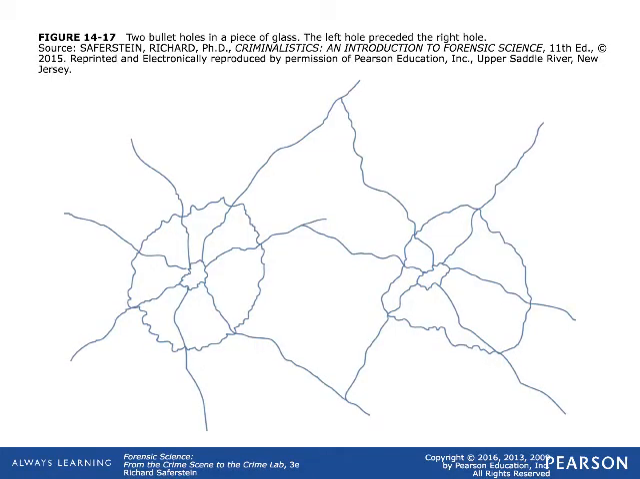Okay, so two bullet holes. The left hole preceded the right hole. If you look at this, there's a bullet hole in the center, and then there are radial lines coming out, like cracks radiating from the center of the hole. And then there's a concentric circle. To figure out that this one occurred first, there are radiating lines extending out further than the ones on the right side. The right side ones end where the left side ones already are.